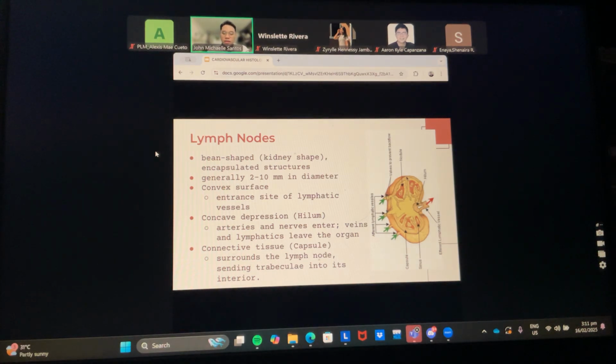And then the connective tissue surrounding the capsule will have trabeculae that will send it into the interior. Itong mga papaloob na yan, ito yung trabeculae na tinatawag natin.